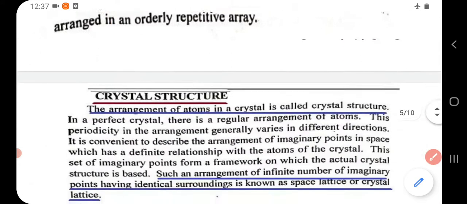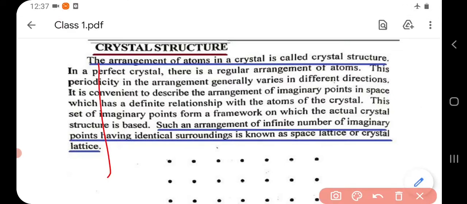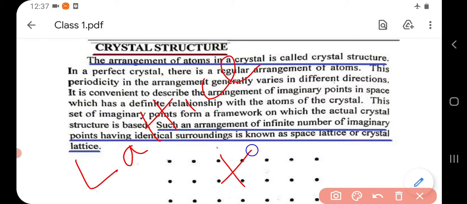Now we will see what a crystal structure is. Actually, a crystal structure is composed of two factors: lattice plus basis forms the crystal structure. Lattice plus basis, together they form the crystal structure. The arrangement of atoms in a crystal is called crystal structure. Now, an arrangement of an infinite number of imaginary points having identical surroundings is known as a lattice. So both the definitions you can see here.